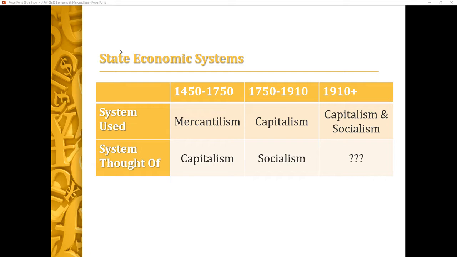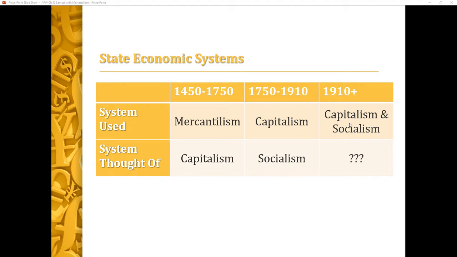Okay. So, when it comes to state economic systems, or the ways that states and nations try to make money, from 1450 to 1750, the system being used is mercantilism, and the idea of what's coming next is going to be capitalism. Once we get to the next era, capitalism is going to be the primary economic system states use, and the concept of socialism is going to be a natural response to capitalism.